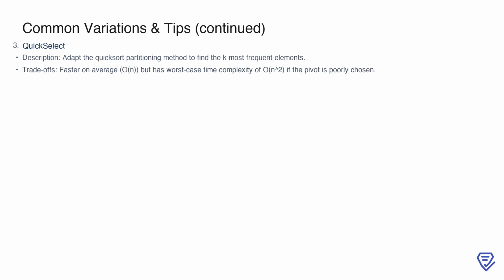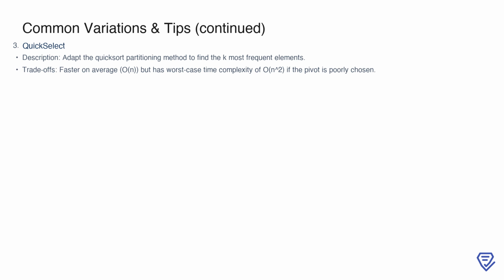Finally, another alternative approach worth discussing is quick select. This technique adapts the partitioning method from quicksort to find the K most frequent elements. It's particularly fast on average, with a time complexity of O(n), making it a great choice for scenarios where performance is critical. However, it's important to be aware of its trade-offs. If the pivot is poorly chosen, quick select can degrade to O(n^2) in the worst case. While this is rare in practice, it's something to keep in mind when considering this approach.